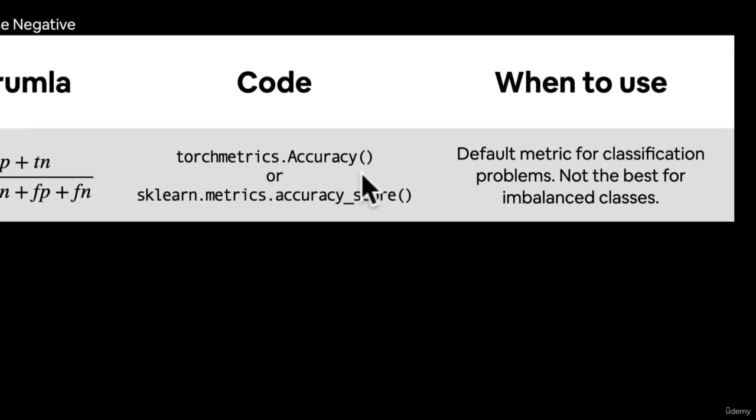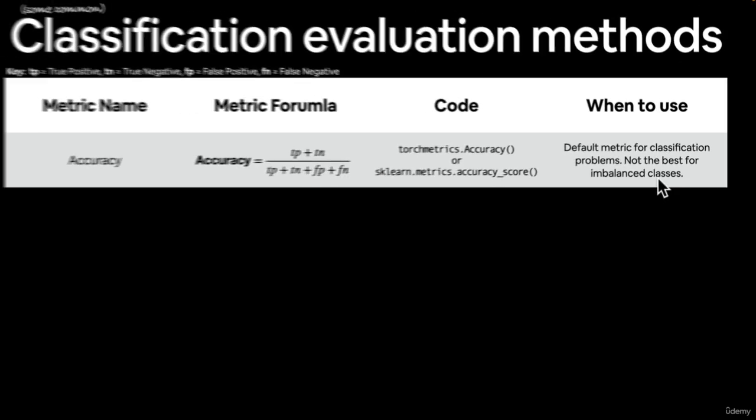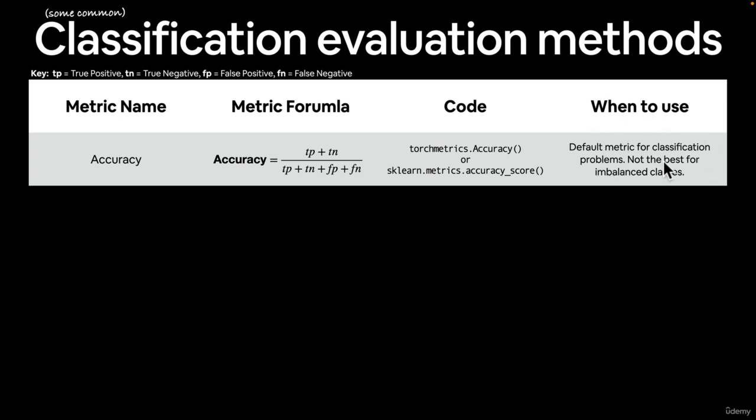And so the code, we could do torchmetrics. But when should you use it? It's the default metric for classification problems. Note, it is not the best for imbalanced classes. So if you had, for example, 1,000 samples of label number one, but you had only 10 samples of class zero, accuracy might not be the best to use then.